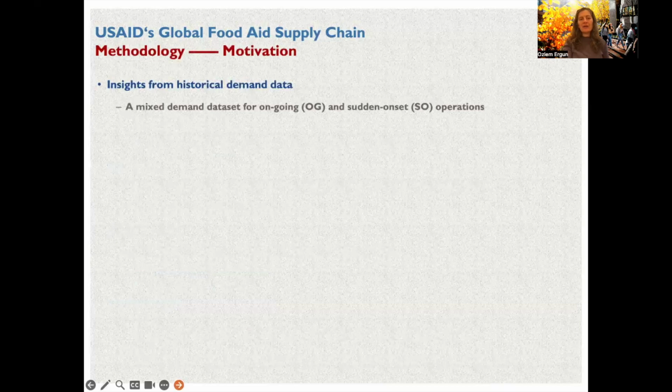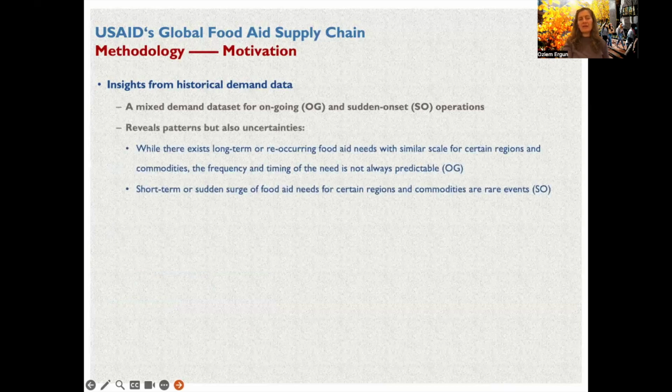So I think I have already mentioned these. Basically, as I said, if you look at the data, we do see some ongoing type of events and some sudden onset events, but they're not labeled.